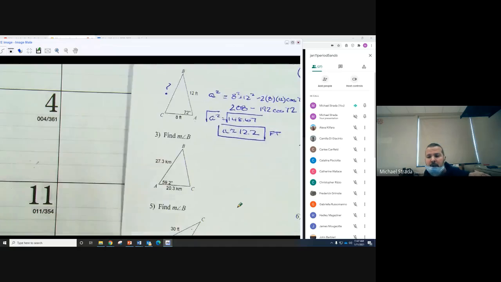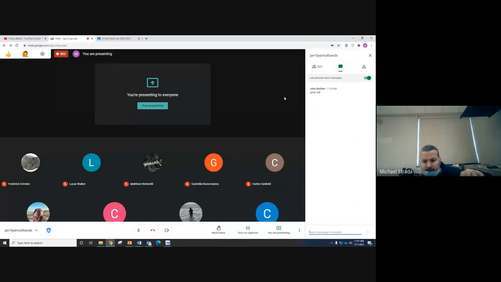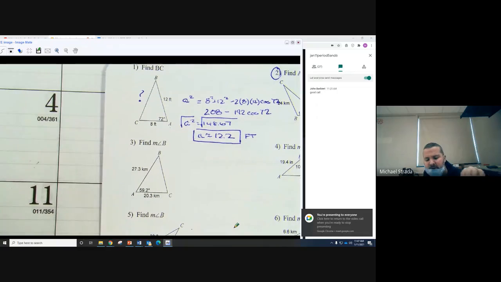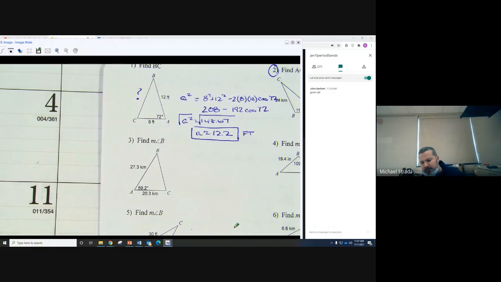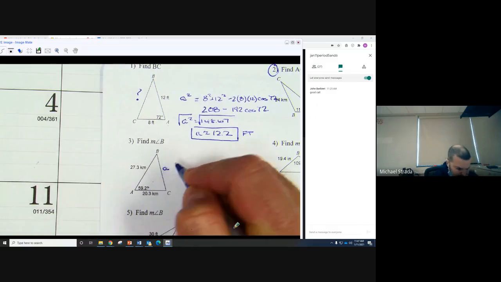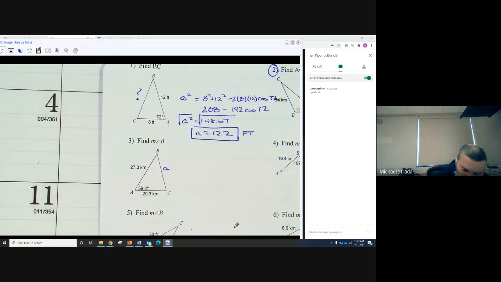Okay, now if we look at number 3, and that's where we'll end off for today. All right, find the measure of angle B, 27.3, 59.2. Okay, the problem is, all right, we have the side of B, but the other side isn't included. All right, so you first have to get little a in order to do this problem.